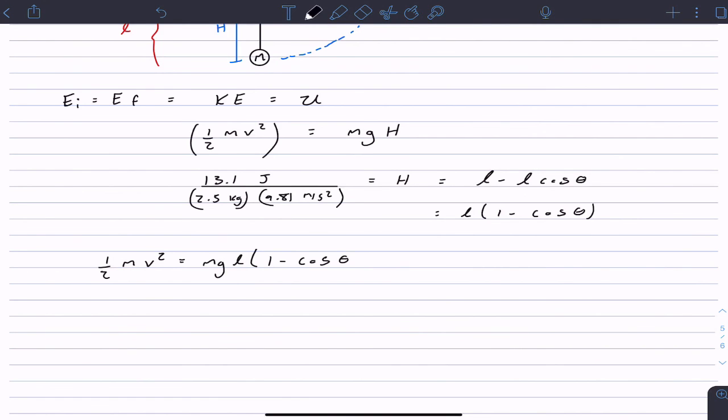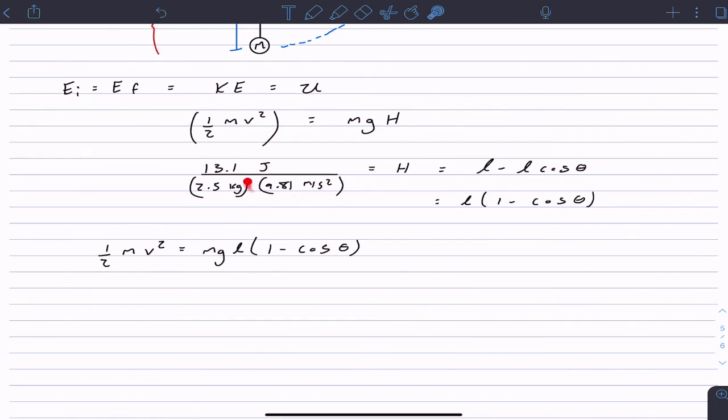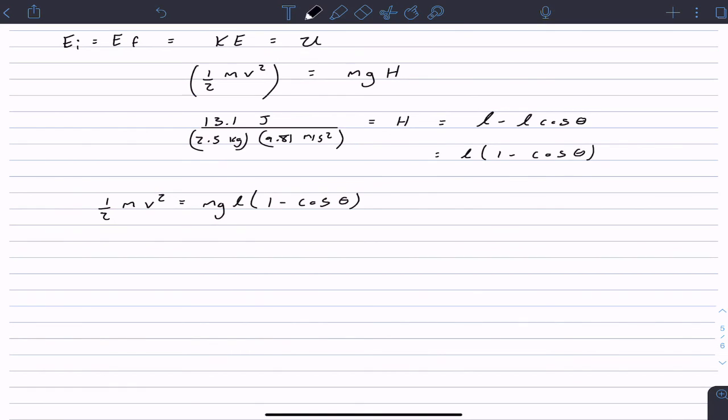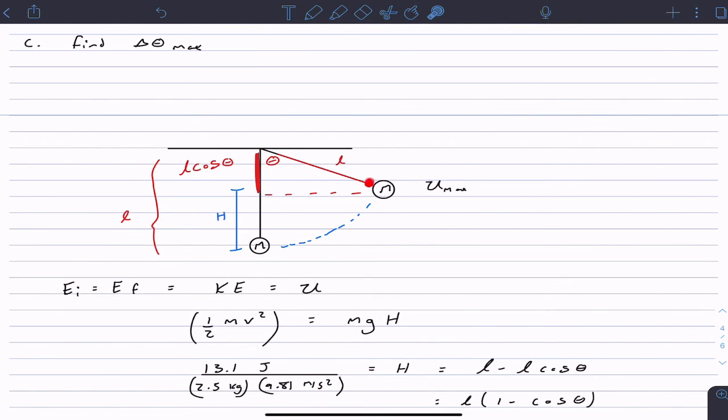Otherwise you kind of get into a little bit of a mess if you start doing this. You could do it, no problem, but I run into a lot of problems when I start plugging in things early. So here's what I want to do. I want to solve for theta. Remember, we're using our conservation of energy law. Here's kinetic energy, and now we have mgh, where h is L times (1 minus cosine theta), right? We just solved for that using this relationship here.